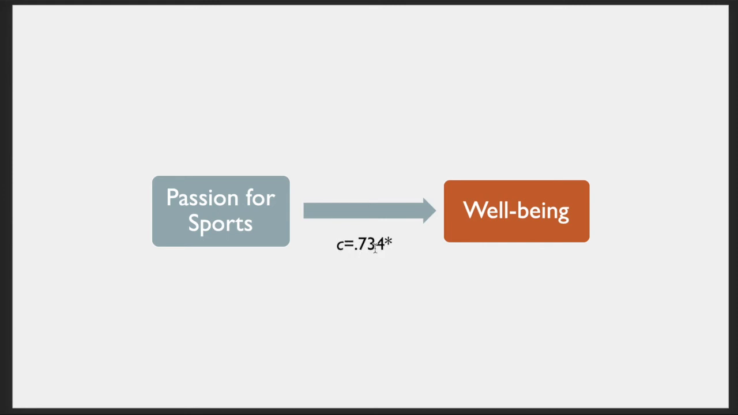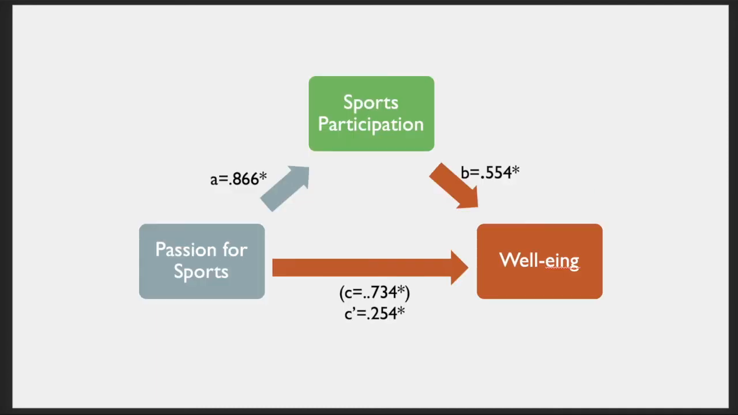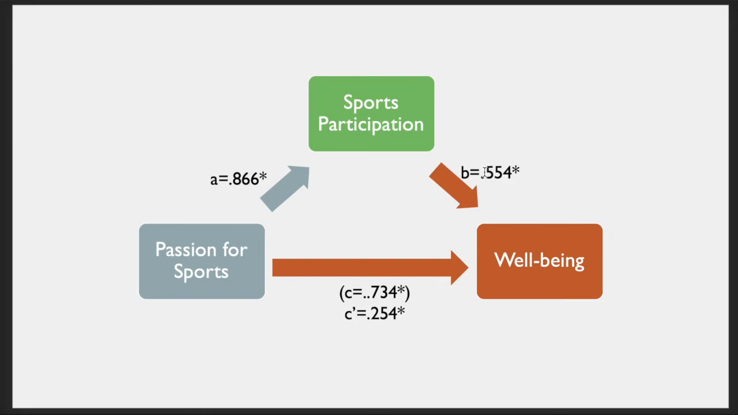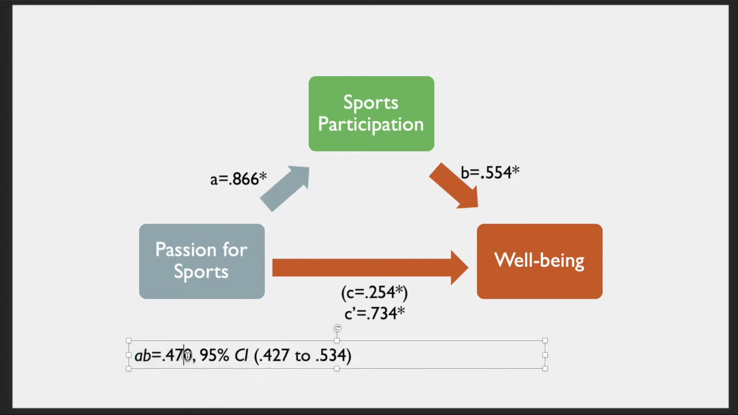But more than that, it seems that the effect of passion for sports on well-being is because those who are passionate about sports are more likely to engage in sports participation, as evidenced by our significant path A. And when they engage in sports, that leads to well-being, as evidenced by our significant path B. And when we multiply these pathways, we get this, which is significant based on the p-value, and also significant based on its confidence interval.